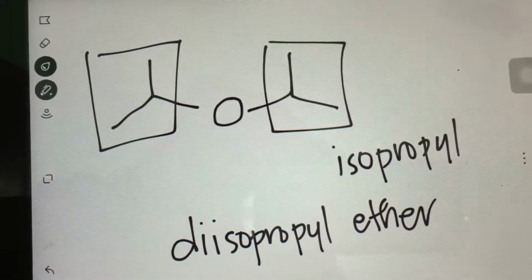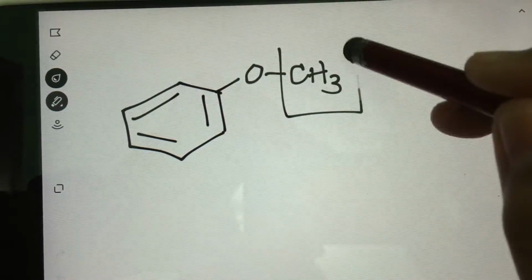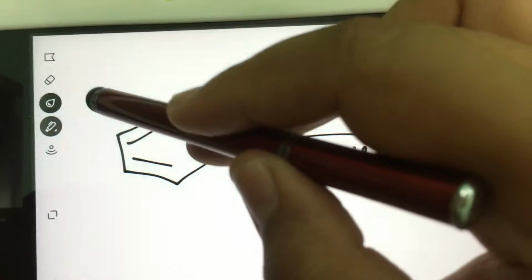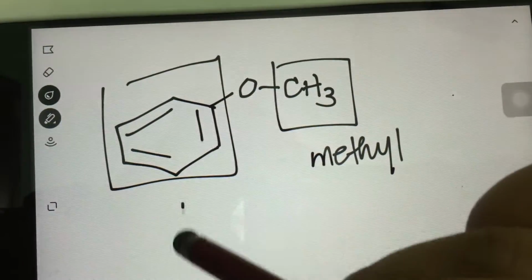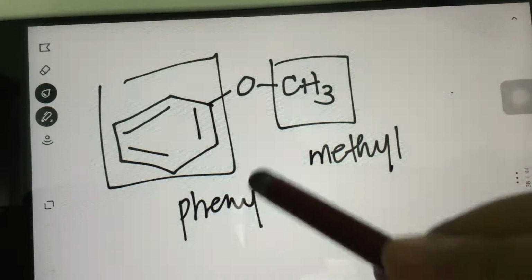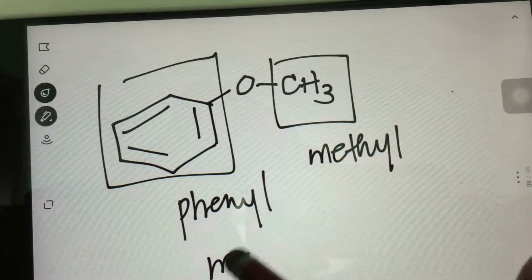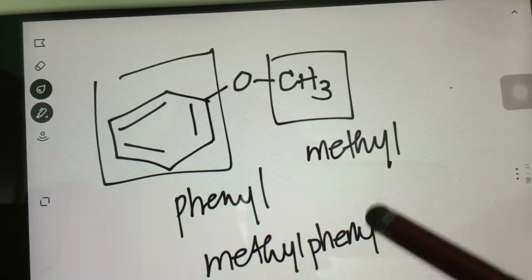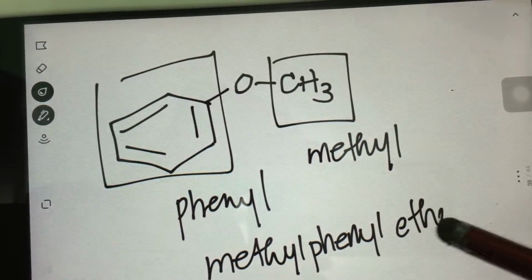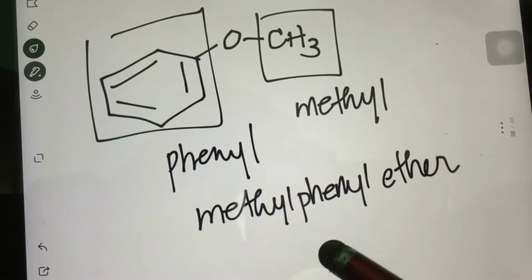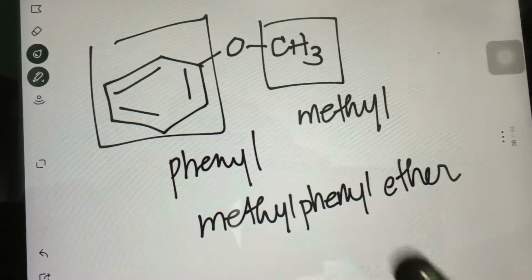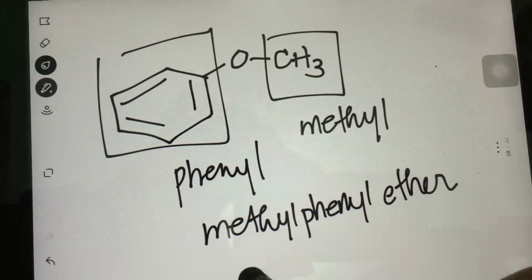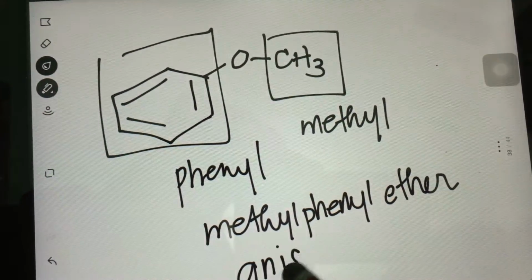Okay, so another example, so this is a methyl group, and then this one ay ano naman to, this is a phenyl group. So alphabetical order again, so methyl phenyl ether. Okay, but if you will consult your aromatics, naming sa aromatics, this has a special name. So the special name for this structure is anisole.